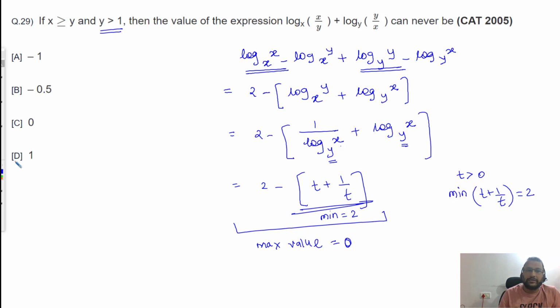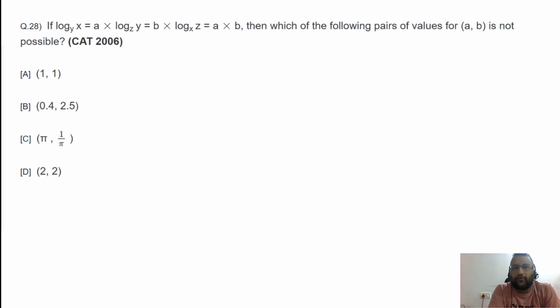So option D is not possible. Minus 1 is possible for the overall subtraction, minus 0.5 is possible, 0 is also possible, but 1 is not possible. This is how we can solve this question. The next question is from CAT 2006. Over here one expression is given, then which of the following values for a, b are not possible? Let's have a look at it.